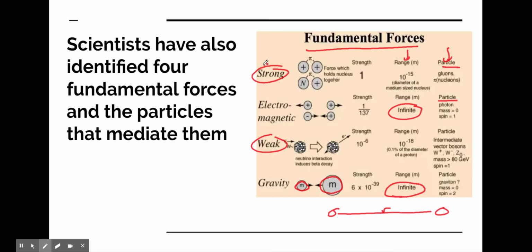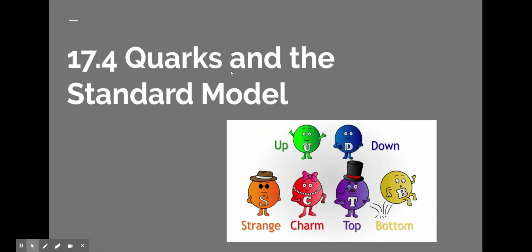The important thing for you at this level is to understand and identify the four, and then know their relative strengths, not necessarily the numbers, but be able to rank them in order of strongest to weakest or weakest to strongest. But we really want to focus our attention on the role of quarks in the standard model.